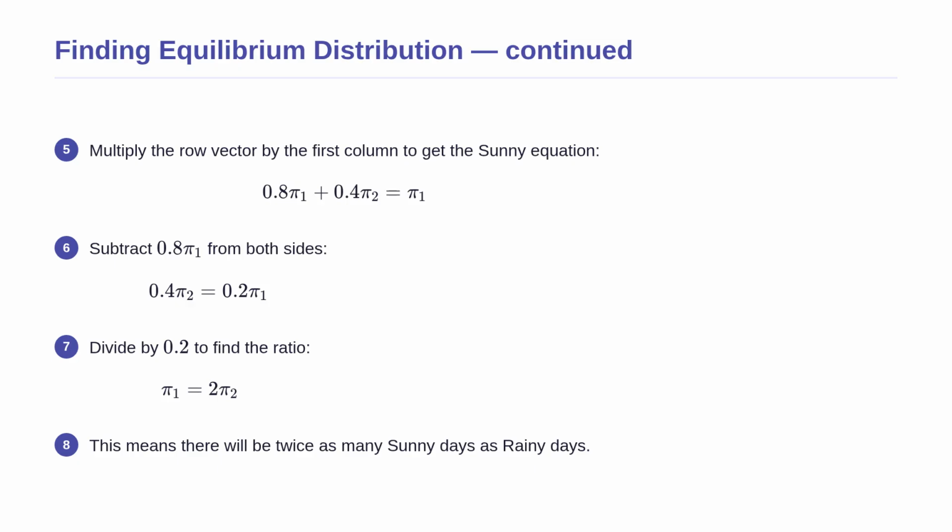Continuing with our calculation, we multiply the row vector by the first column of the matrix to create an algebraic equation for the sunny state. We get 0.8 pi1 plus 0.4 pi2 equals pi1. By subtracting 0.8 pi1 from both sides, we isolate the variables. Dividing by 0.2 reveals a clear ratio. Pi1 equals 2 times pi2. In plain English, there will be twice as many sunny days as rainy days.